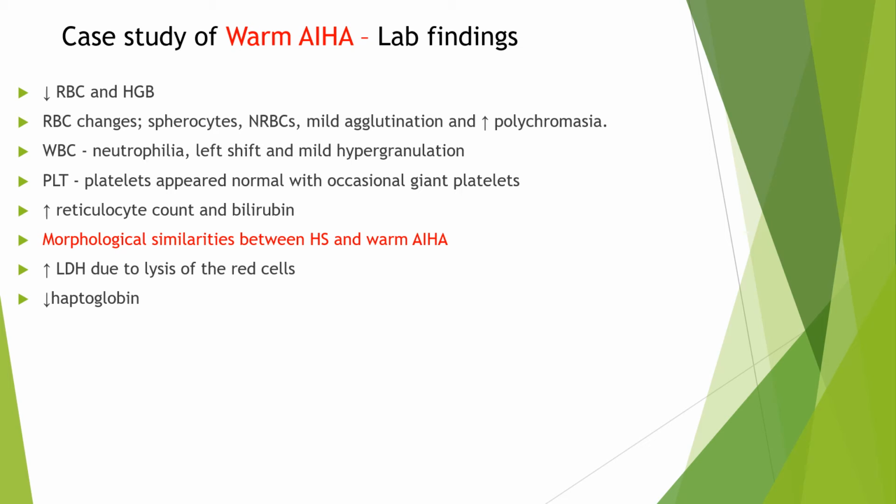However, haptoglobin is reduced in warm AIHA patients because haptoglobin is a good indicator to determine AIHA, as the value may drop because haptoglobin will bind to free hemoglobin. If more free hemoglobin is present due to RBC breakdown, then more haptoglobin will bind to it. Okay, for blood bank findings, this patient has a positive DCT with positive IgG and complement C3d.